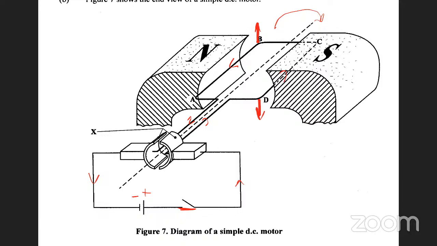And what's the last part? How does it maintain continuous motion? When it's in the vertical position, inertia allows it to continue to move, and the split rings allow current to flow in the coil in the same direction all the time. Therefore, it will experience the same force all the time. You okay with that? You have to learn to answer each one.